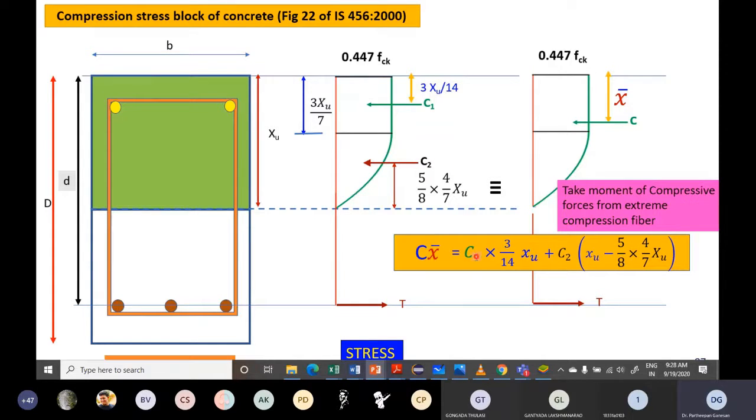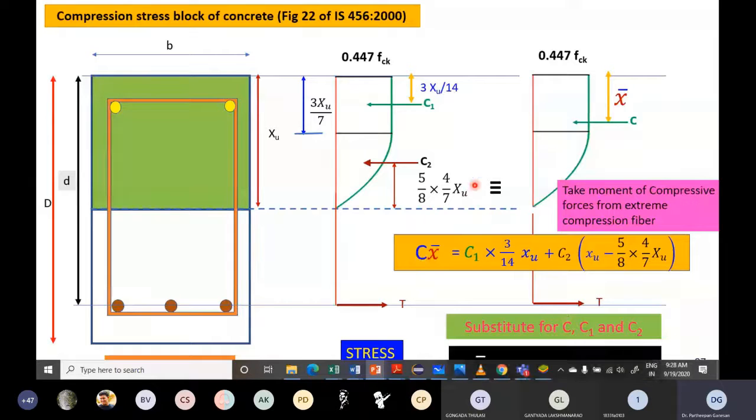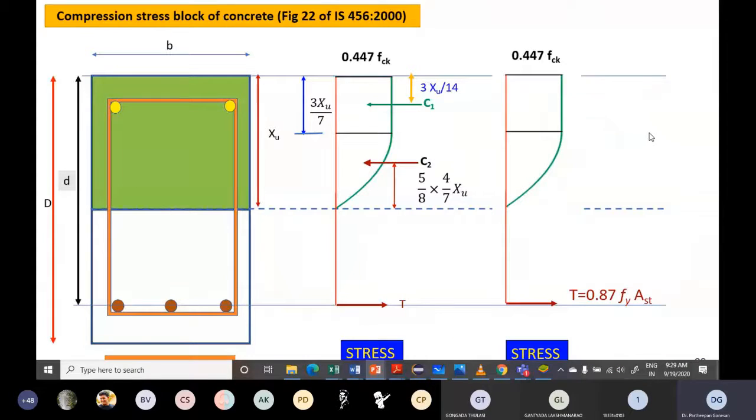Now C1 and C2 you already know from the previous slide. C1 is 0.191 fck. If you substitute for C1 and C2, and for C as 0.36 fck xu b, then x bar comes out to be 0.42 xu. So we proved that C is equal to 0.36 fck xu into b, and it is acting at a distance of 0.42 xu.